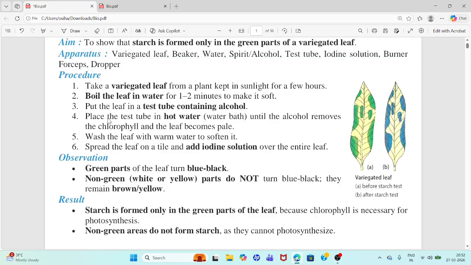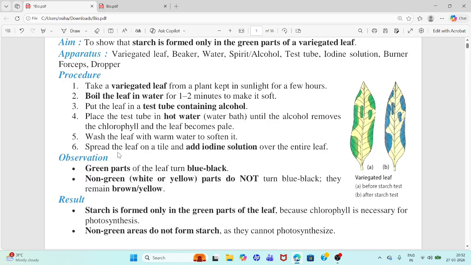Fourth point: place the test tube in hot water until the alcohol removes the chlorophyll and the leaf becomes pale. The leaf has to become pale in color. Fifth point, you have to wash that leaf with warm water.